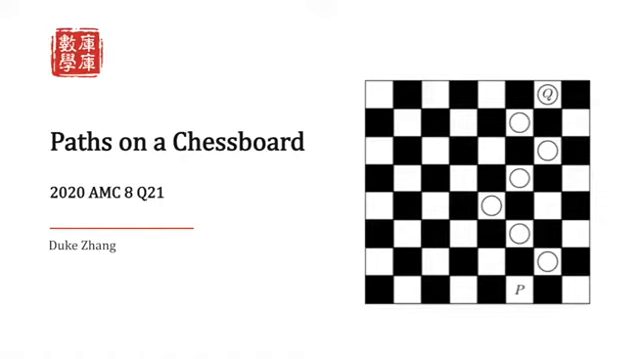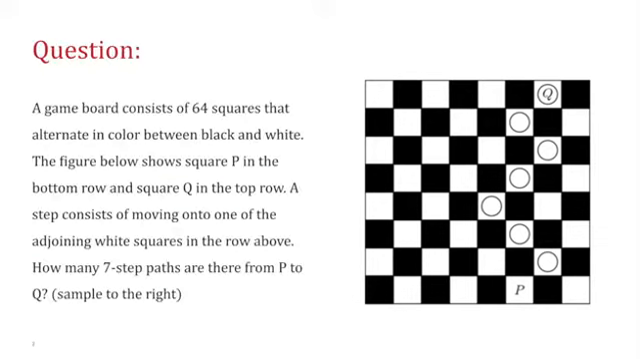This is an explanation for question 21 of the 2020 AMC 8, Paths on a Chessboard. A game board consists of 64 squares that alternate in color between black and white. The figure below shows square P in the bottom row and square Q in the top row. A step consists of moving onto one of the adjoining white squares in the row above. How many 7-step paths are there from P to Q? A sample path is on the right.